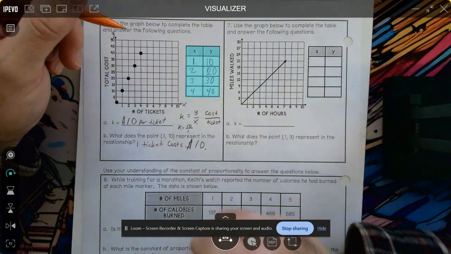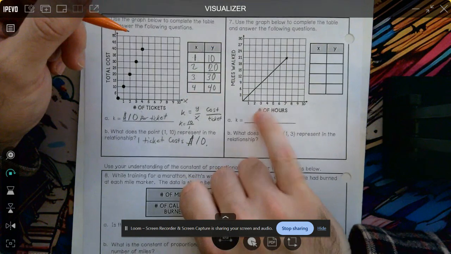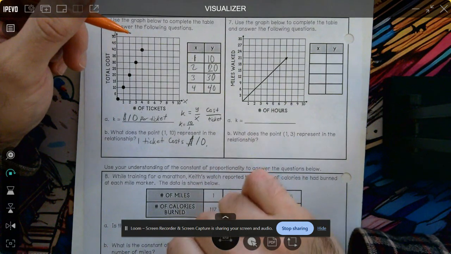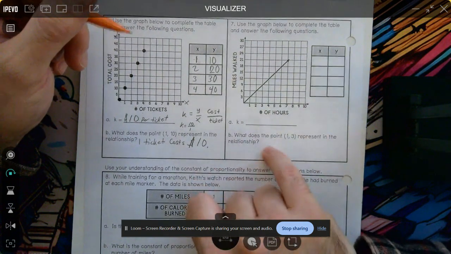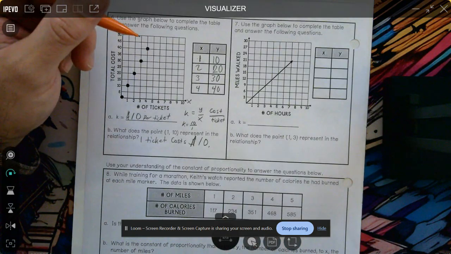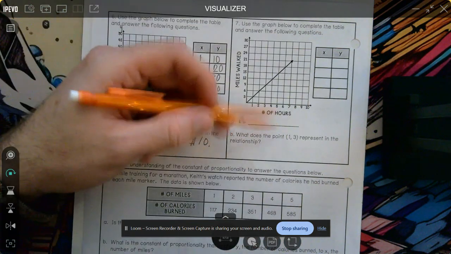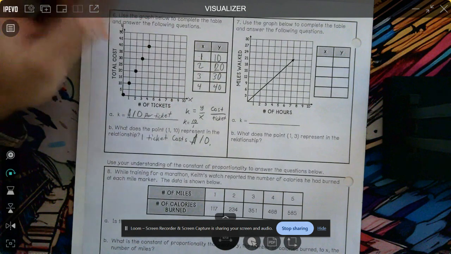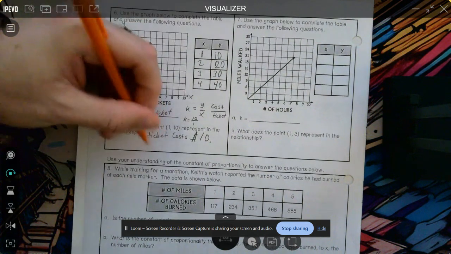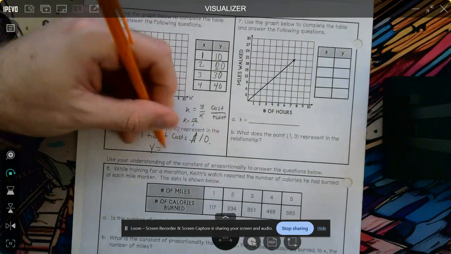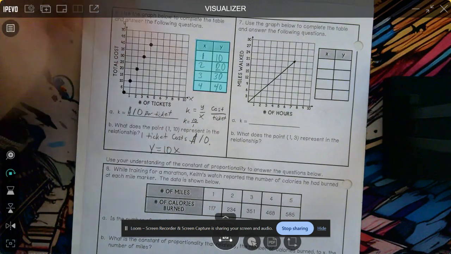Okay, I want you to pause. I want you to try number 7. Write your variable, find your k value, fill out the table, and then answer part B. Oh, and then also write your equation. So we should have written our equation for number 6. Our y equals kx equation was y equals 10x.